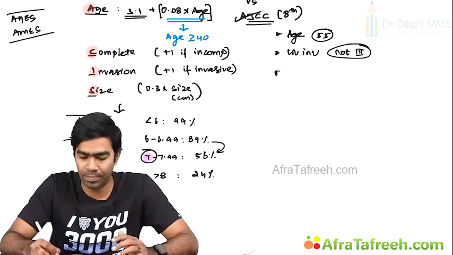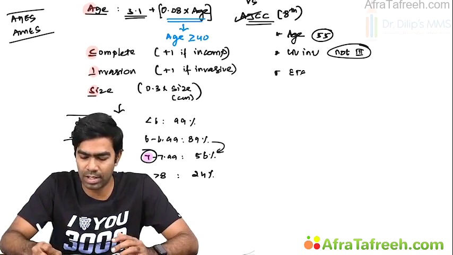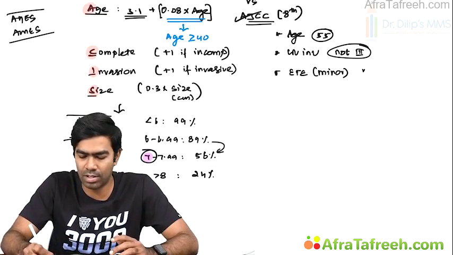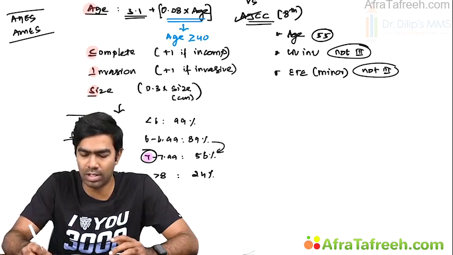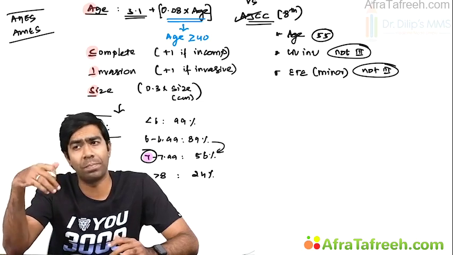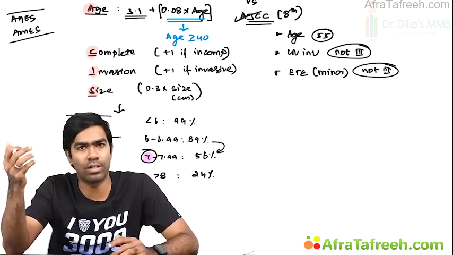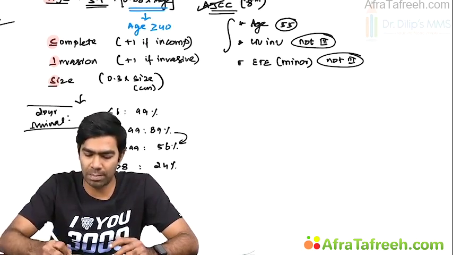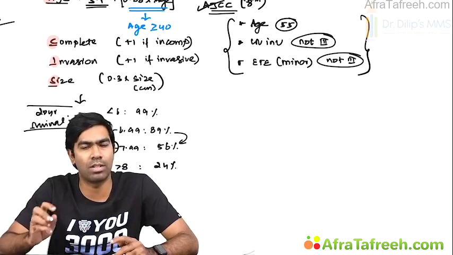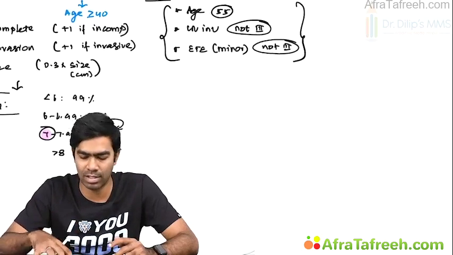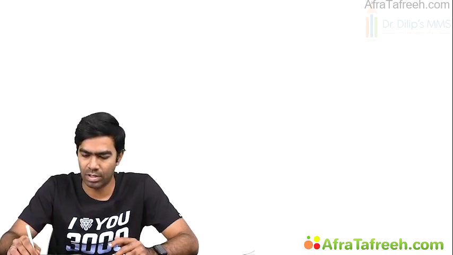And the third one is the extrathyroidal extension. If you have only minor extrathyroidal extension, it is not stage 3 nowadays, it's only stage 2. Only major extrathyroidal extension will go to stage 3. So these are the 3 major changes that have been brought in the 2016 8th edition AJCC TNM grading.